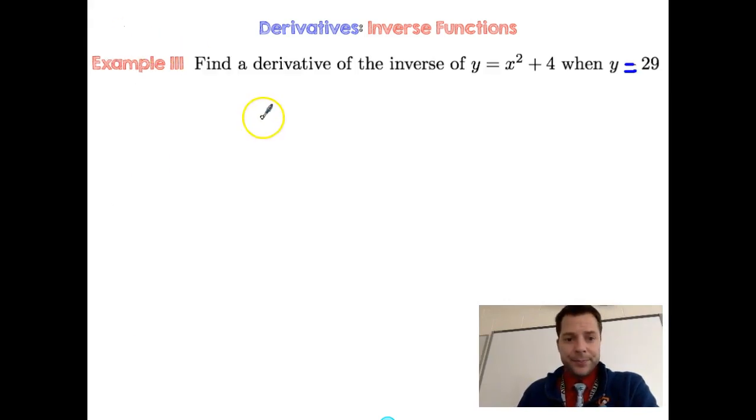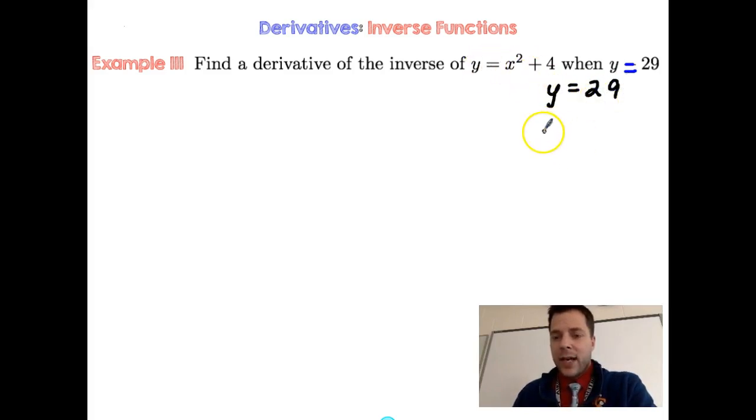Last example. You can see these written a couple different ways, so I threw another one in here. So we say we're going to find a derivative of the inverse of y equals x squared plus 4 when y is 29. Well, great. So we know that y is 29. So I don't need to write f of x. We already have it. Y is 29. We need to find the derivative of the inverse at y equals x squared plus 4.